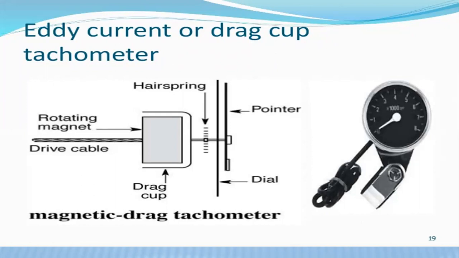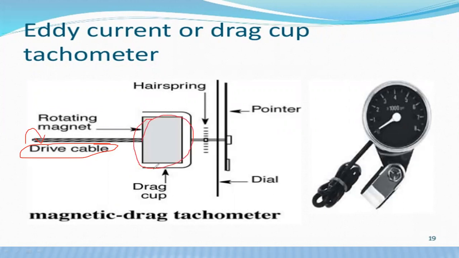So that is the overall working process of the magnetic drag tachometer. And what are the different constructional details of this eddy current type of tachometer? You can see there is a driving cable. The driving cable is connected with the rotating magnet. The driving cable is rotating, so it is connected with a rotating magnet.